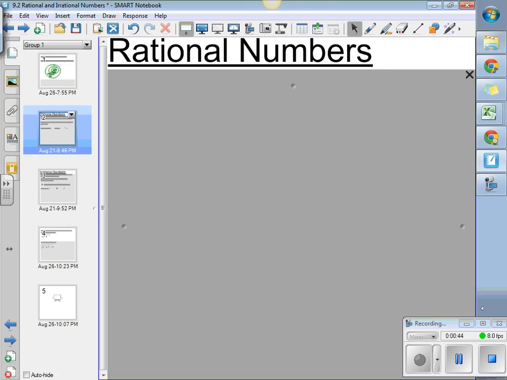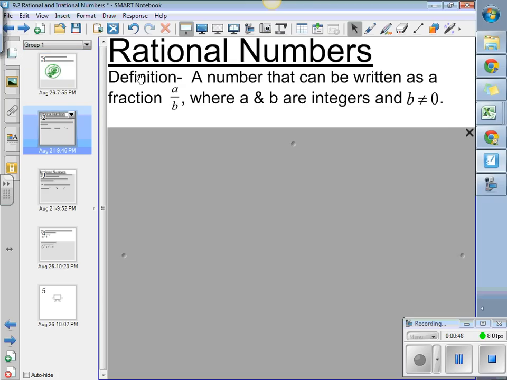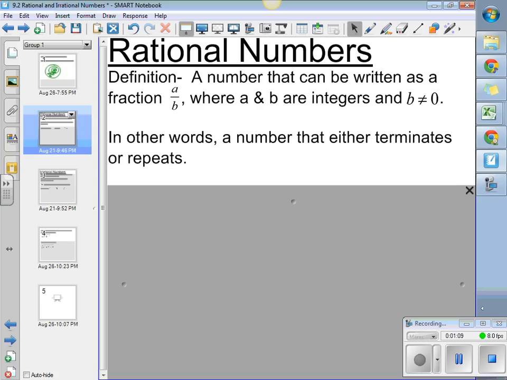Okay, so rational numbers. Definition: a number that can be written as a fraction, a over b, where a and b are integers and b is not 0. So think about that. Numbers that can be written as a fraction, where a and b are integers and b is not 0. In other words, a number that either terminates or repeats.